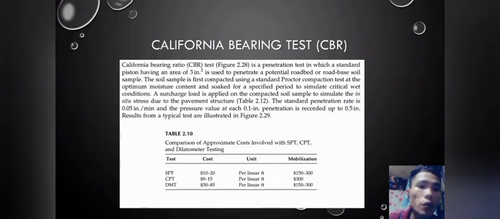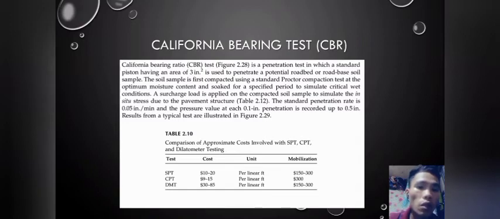California bearing ratio or CBR test is a penetration test in which a standard piston having an area of 3 inches squared is used to penetrate a potential road bed or road base soil sample. The soil sample is first compacted using the standard Proctor compaction test at the optimum moisture content and soaked for a specified period to simulate critical wet conditions. A surcharge load is applied on the compacted soil sample to simulate the in situ stress due to the pavement structure.